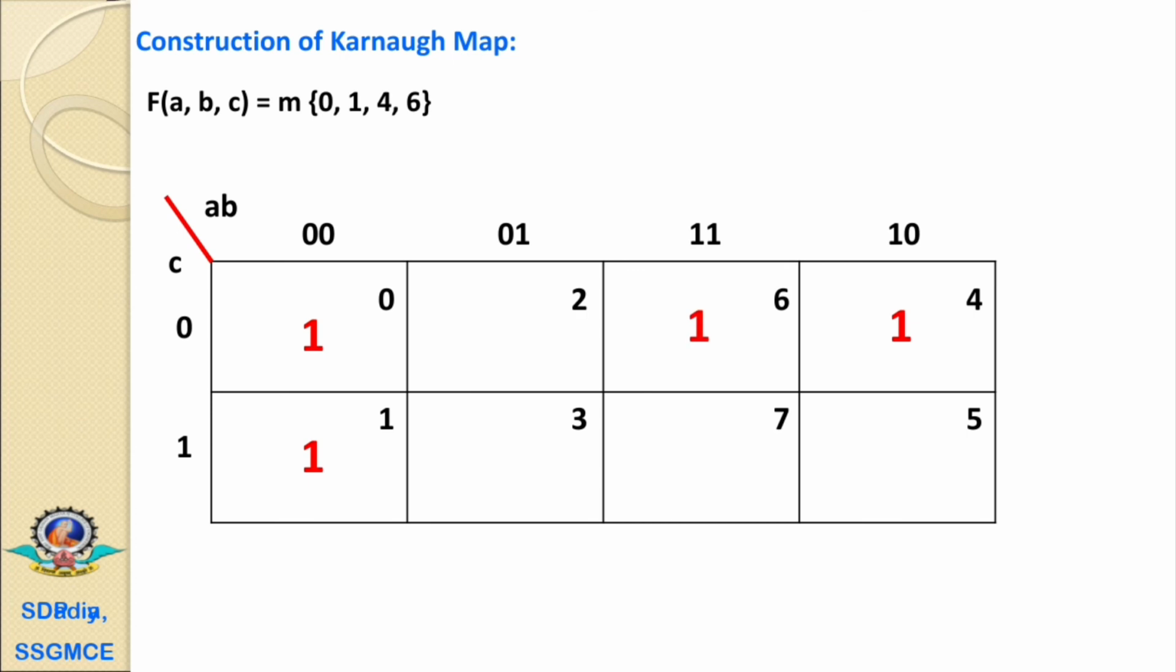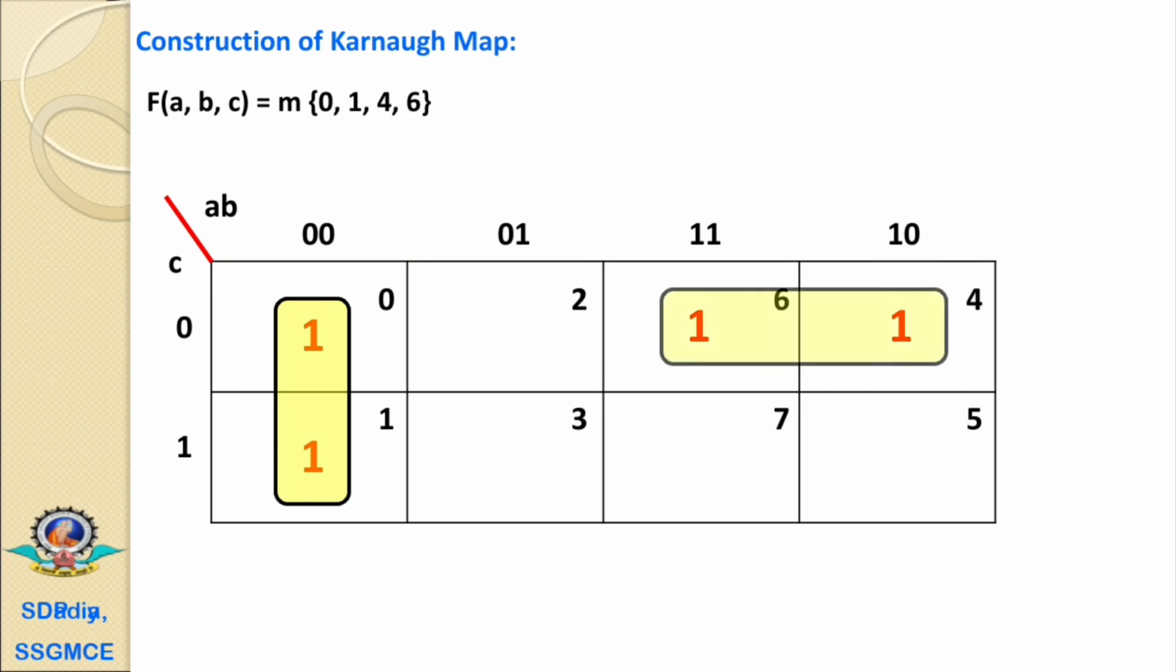Now, according to the rules of grouping, we can form a pair of these two cells and a pair of these two cells. For one column, that is 0 0, it will be A dash B dash, and at the row side it belongs to both rows, therefore C will eliminate. The final expression for the first group is A dash B dash.